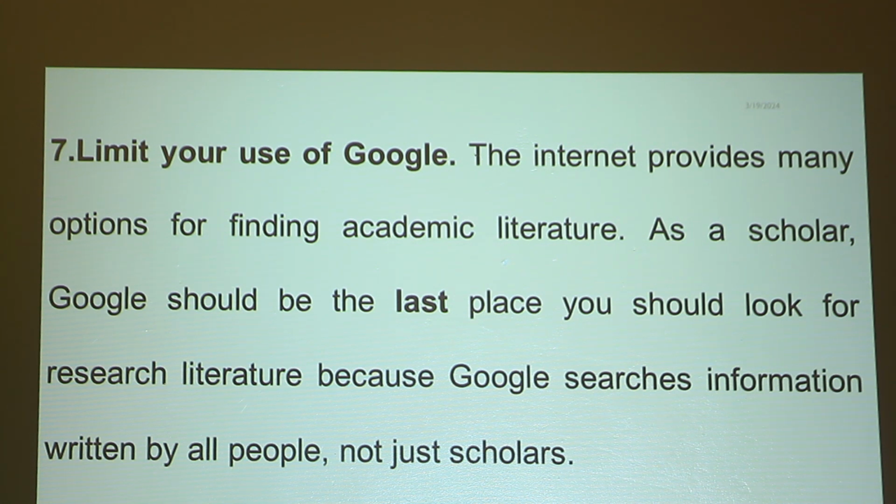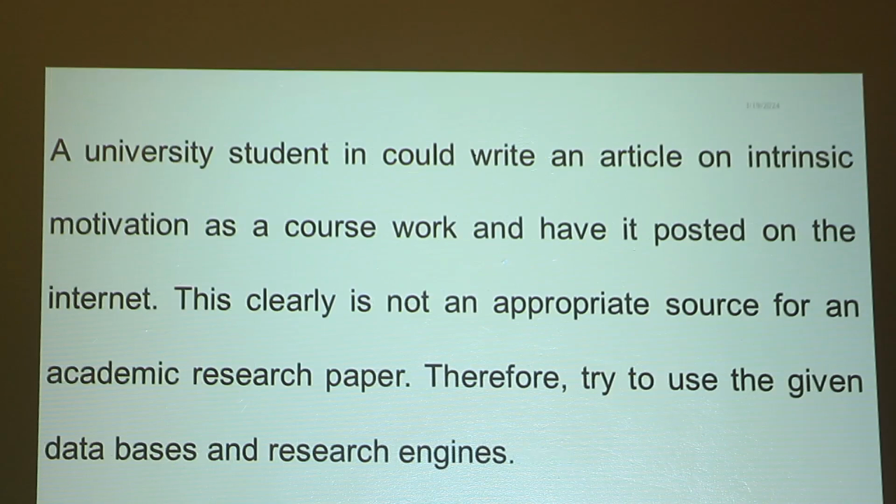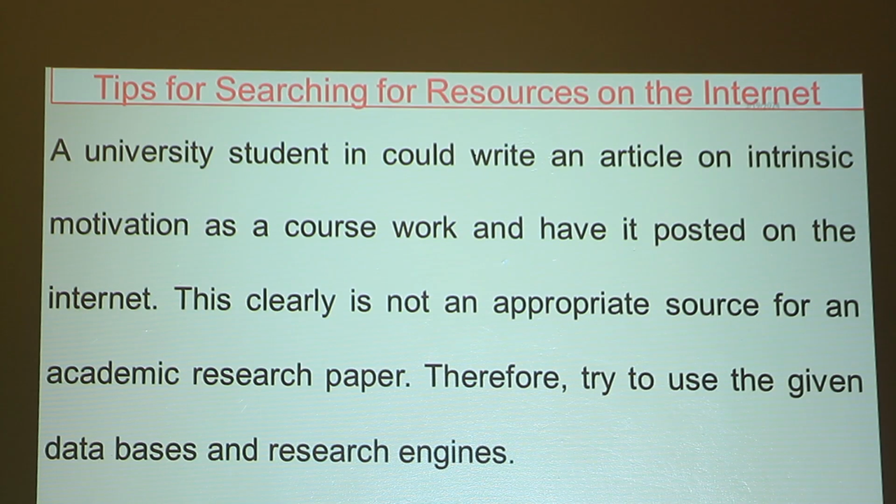databases. Why? Because these will only publish peer-reviewed material. That means the material will have been peer-reviewed and found authentic, and then it is information that you can rely on. Okay, a university student could write an article, for example, on intrinsic motivation as coursework and have it posted on the internet. Are you getting it? This clearly is not an appropriate source for an academic research paper. Therefore, try to use the given databases and research engines, the authentic ones.